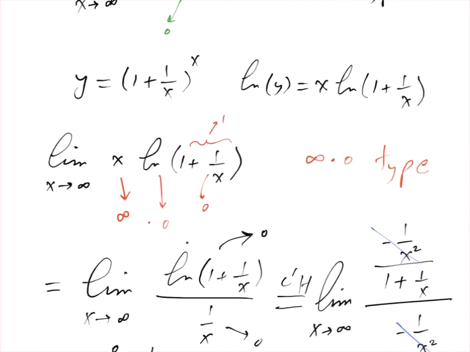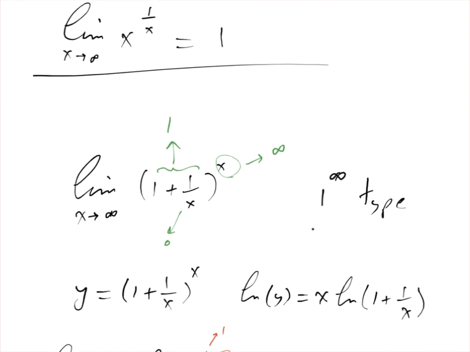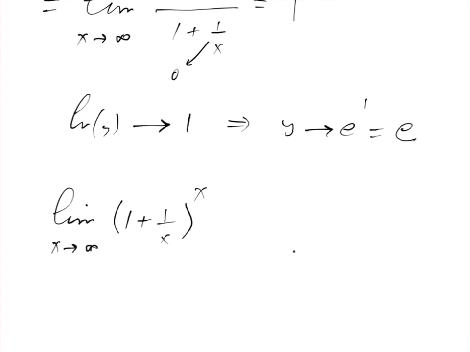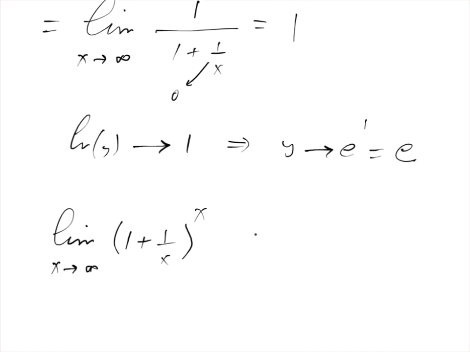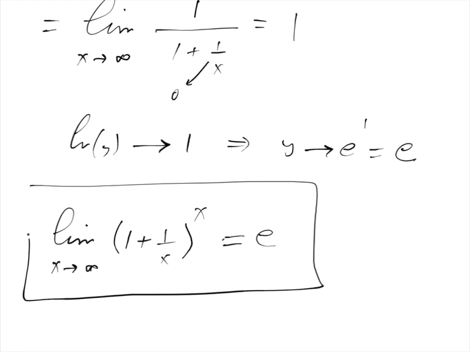If you go back up here again, this was a type 1 to infinity indeterminate form, and in this case the limit happened to be e. By the way, this is one of the ways we can define e. So the definition of e is the limit of this expression as x tends to infinity. There are different ways to define e. This is just one of them.